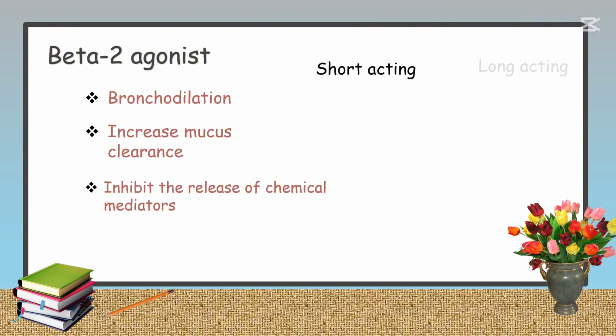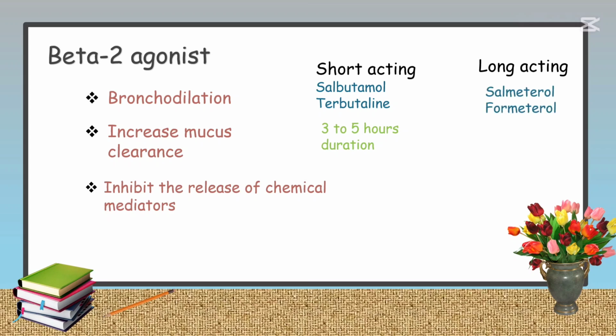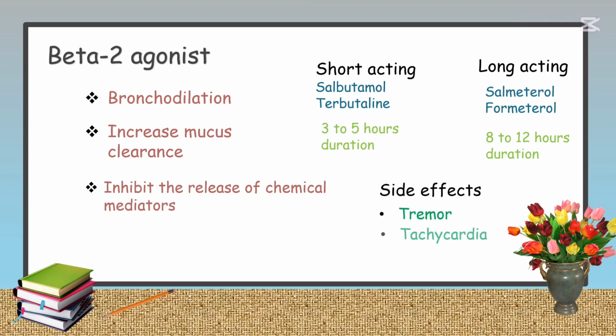Beta agonists can be categorized as short-acting agents and long-acting agents. Short-acting agents, such as salbutamol and terbutaline, are given by inhalation. Maximum effect occurs within 30 minutes and duration of action is 3 to 5 hours. For long-acting agents, such as salmeterol and formoterol, duration of action is 8 to 12 hours. Systemic absorption leads to unwanted side effects, which are tremor, tachycardia, and cardiac dysrhythmia.